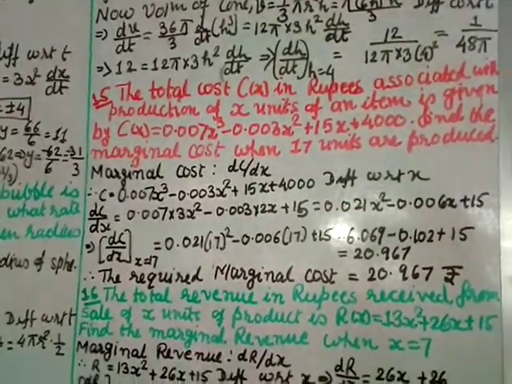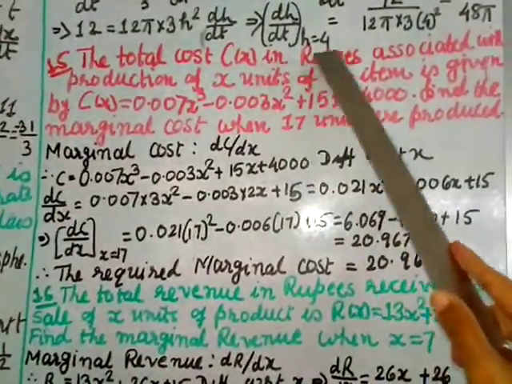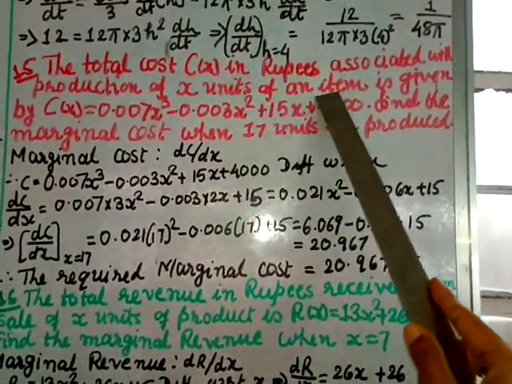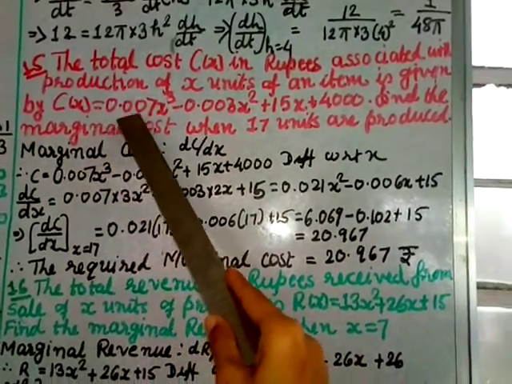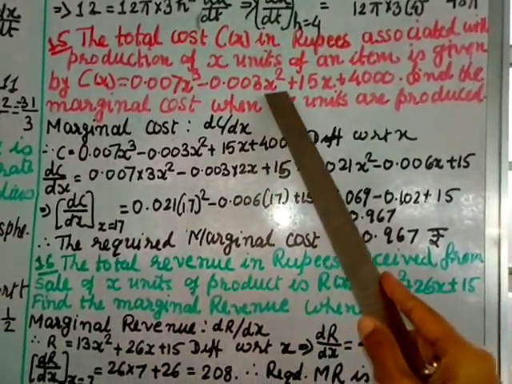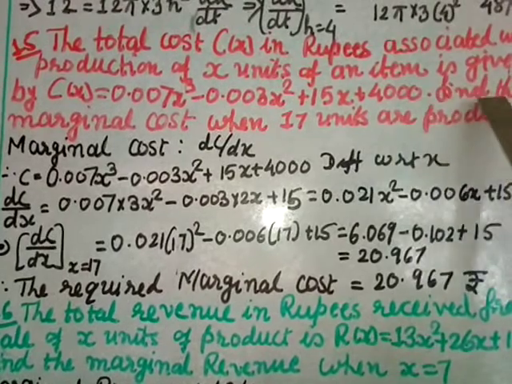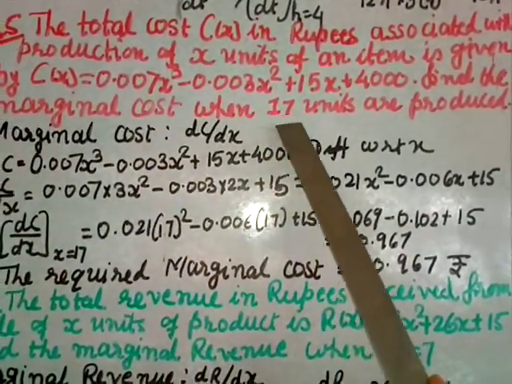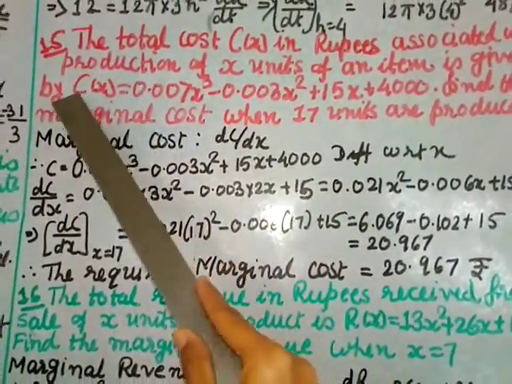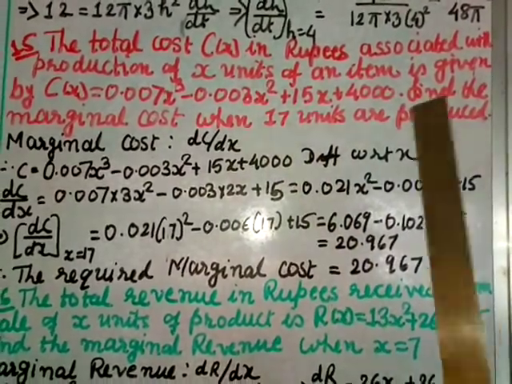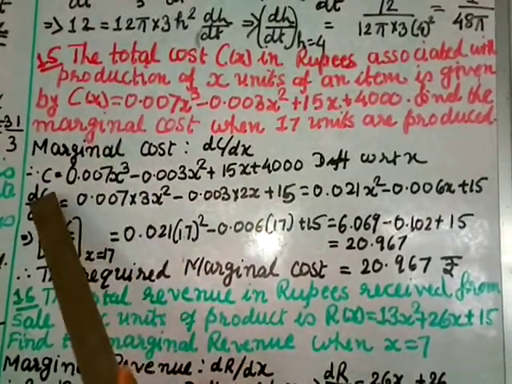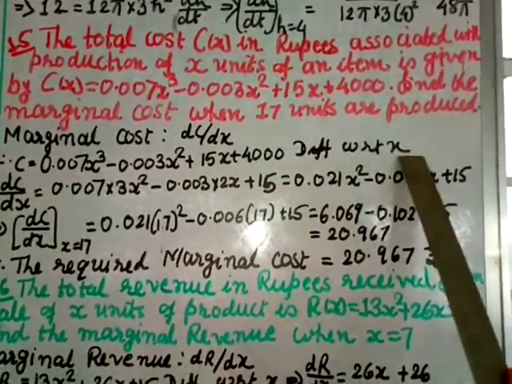Question number 15. The total cost C(x) in rupees associated with production of x units of an item is given by C(x) = 0.007x cube minus 0.003x square plus 15x plus 4000. Find the marginal cost when 17 units are produced. Marginal cost means I have to find dC by dx. Okay, differentiate this given equation with respect to x. So marginal cost will be dC by dx. So I will write this function C(x) first, and differentiate with respect to x.